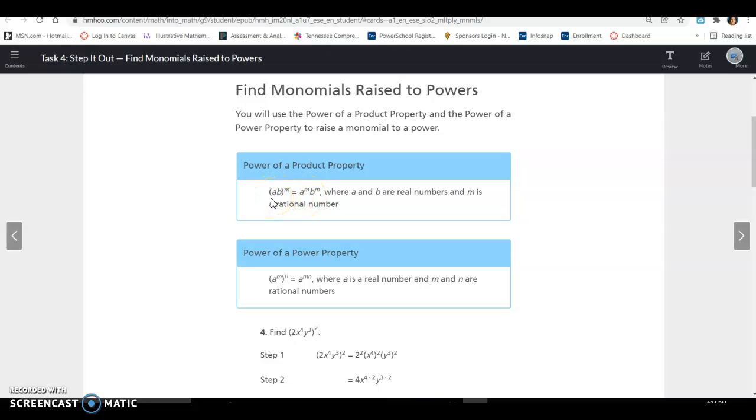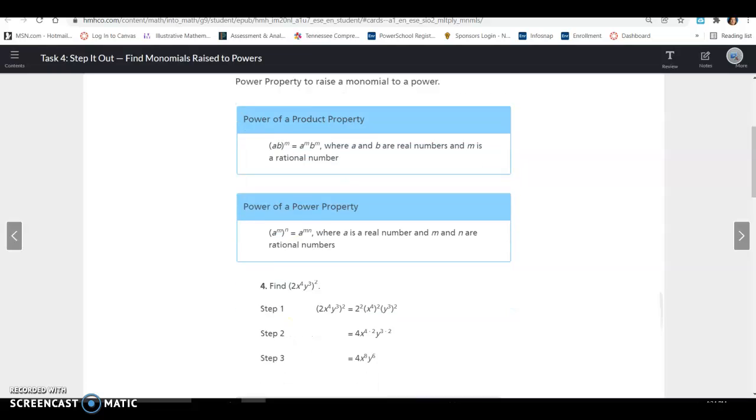So anytime you have a power of a product, it's going to equal a to the m, b to the m. Basically, anything inside the parentheses is raised to that power, where a and b are real numbers and m is a rational number. Alright, so what is a power of a power? That's when you have two exponents. So you've got one base and a power raised to another power. In this case, you multiply exponents, where a is a real number and m and n are rational numbers.